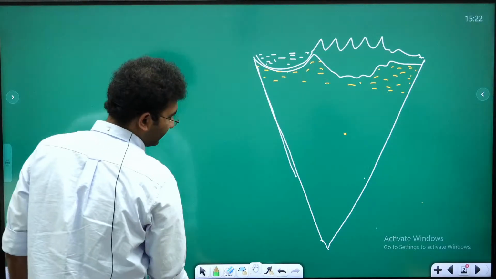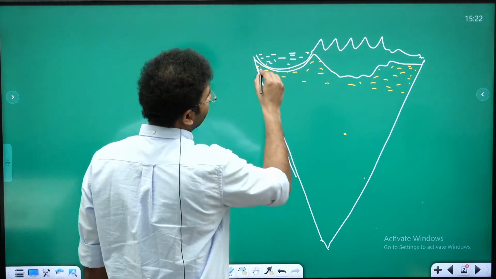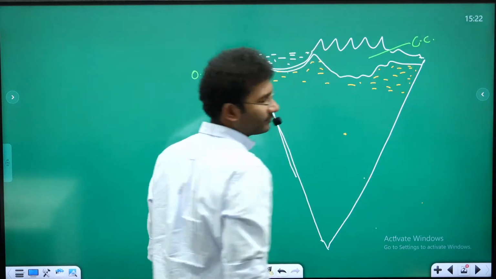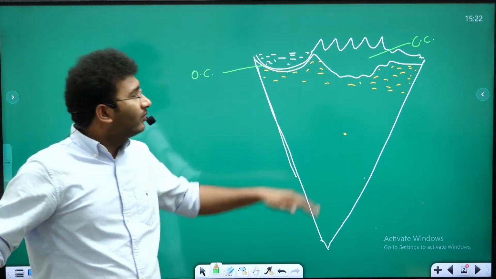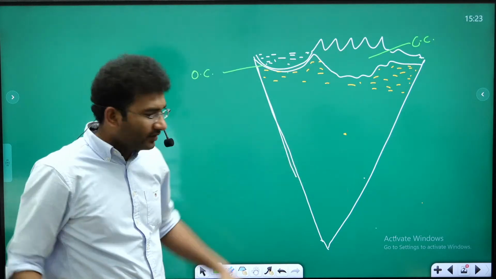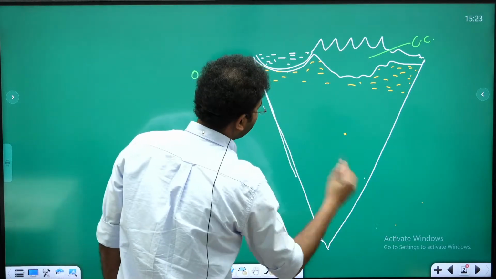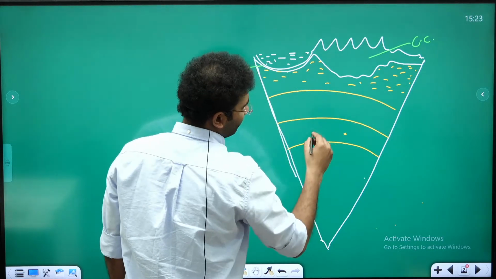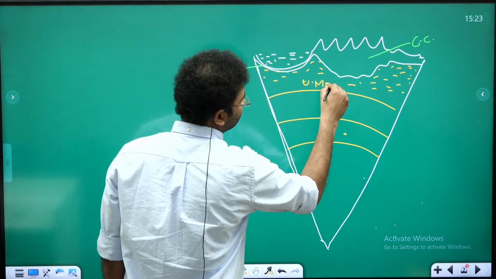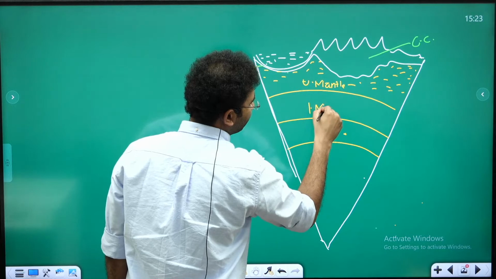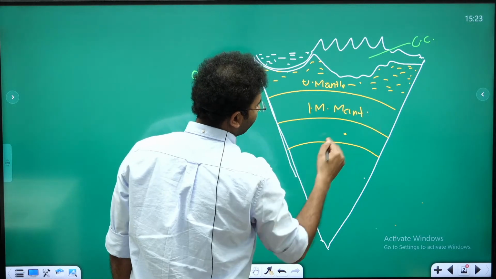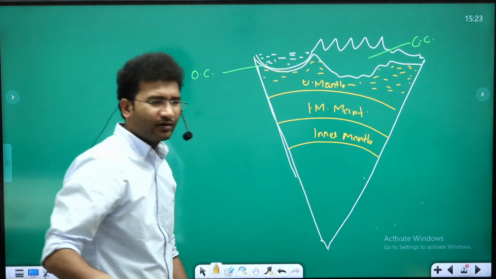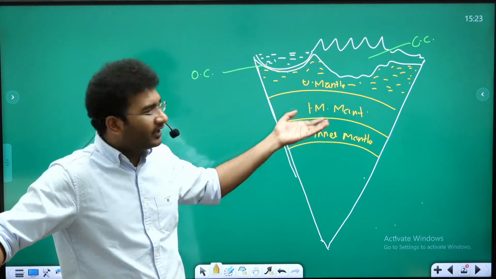See, your earth is broadly divided into, I told you, this is your oceanic crust and this is your continental crust, right? Now, beneath the crust, you will find the mantle. It's like this. Imagine this is your mantle. Your mantle can be divided into 3 different layers. One, upper mantle, intermediate mantle, and then inner mantle. In some books you will find upper mantle, lower mantle. In some books you will find these 3 layers.